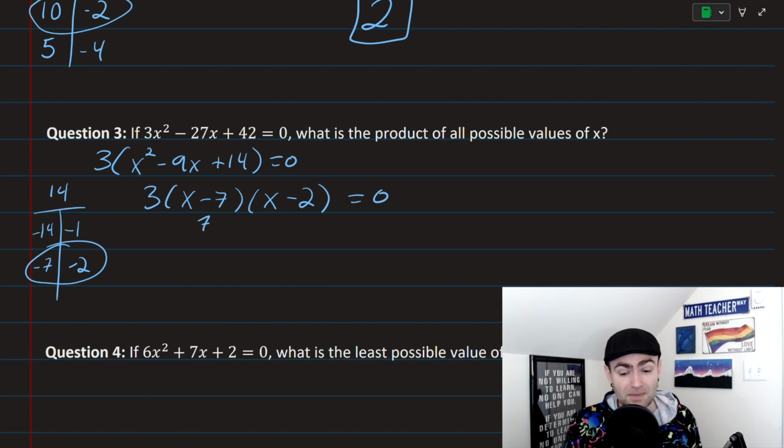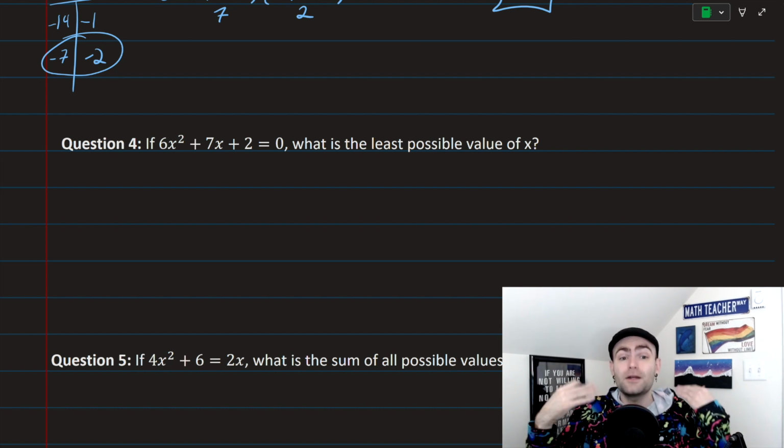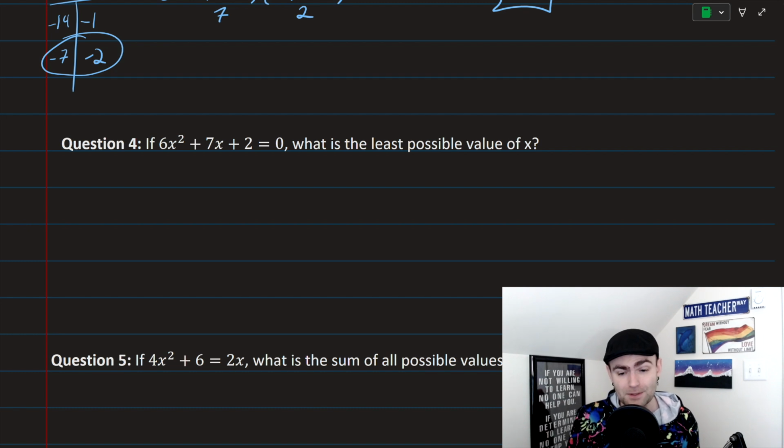I can clearly see that a positive 7 and a positive 2 are my solutions here. The product, 14, is back. Not too bad. Now we have an interesting one. I can't factor a 6 out of 7 or 2. So here I'm going to have to actually go through the entire process of factoring.